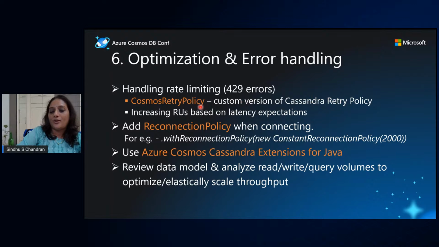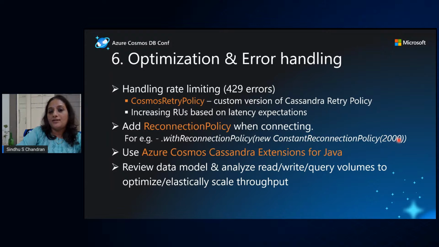So this is available as an open source GitHub project. There is a Cosmos retry policy that is good to use to avoid these rate limiting errors. And this is again a must do: implement the reconnection policy. Cassandra supports 2 or 3 reconnection policies. The one recommended for Azure Cosmos DB is the constant reconnection policy with around 2000 milliseconds.